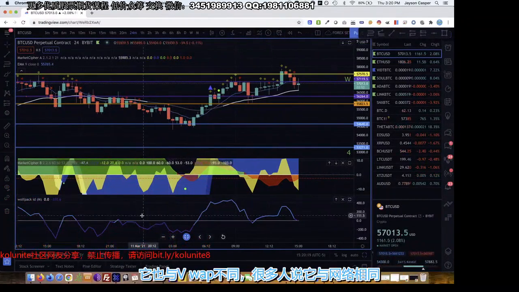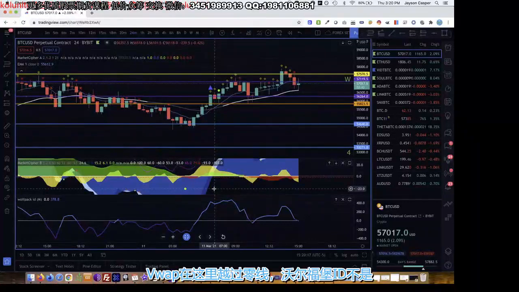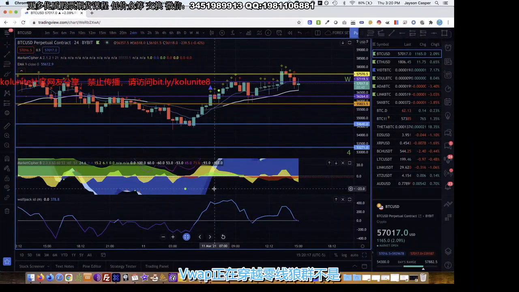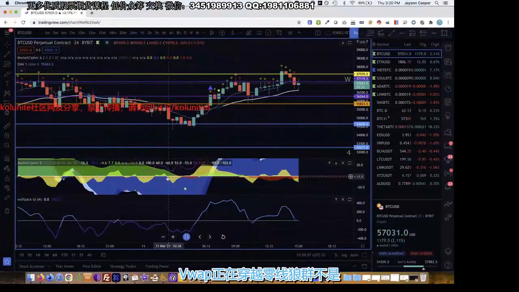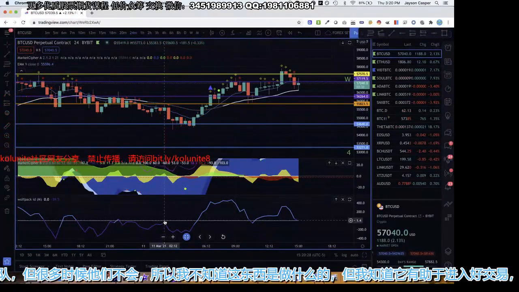Okay, it's also not the same as the VWAP. A lot of people say it's the same as the VWAP. It's not. Look, VWAP is crossing over the zero line right here. Wolfpack ID is not. Same here. VWAP is crossing over the zero line. Wolfpack is not. Sometimes they line up, but a lot of times they don't.